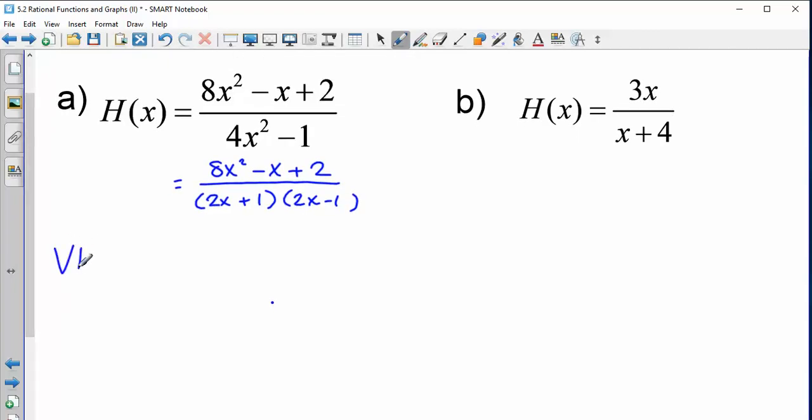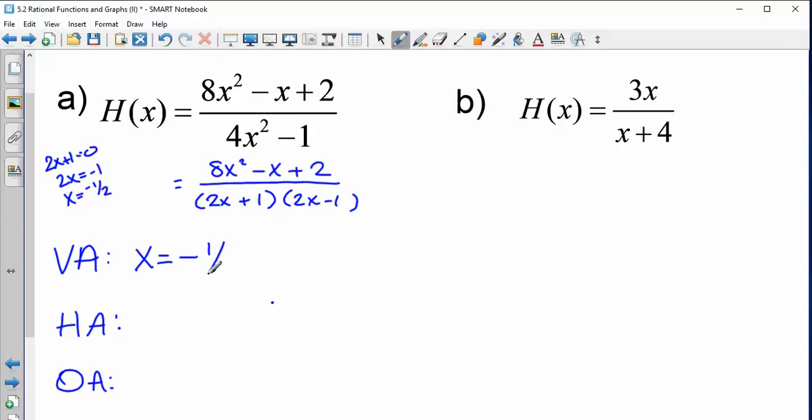So my asymptotes, we have 3 types: vertical, horizontal, and oblique. Vertical is x equals what makes the bottom 0. So if I say 2x plus 1 equals 0, what do we get? So my first vertical asymptote is x equals negative 1/2.